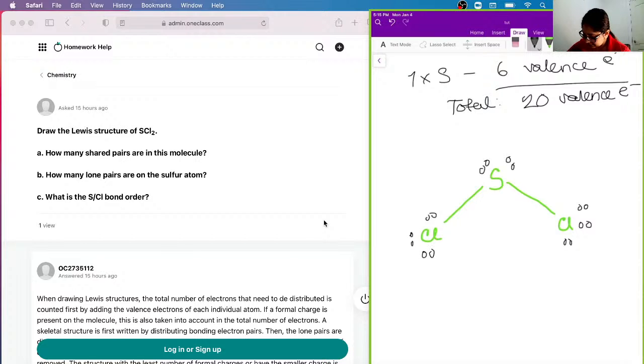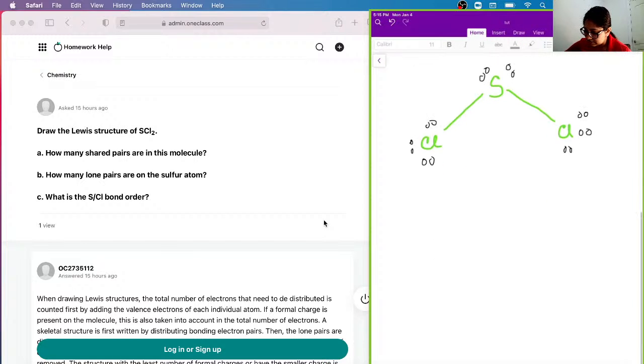And so for A, how many shared pairs are in the molecule? There are 2 shared pairs, bonding pairs, both of which are single bonds between sulfur and chlorine. So to write this out, you can say for A, 2 shared pairs in a single bond.